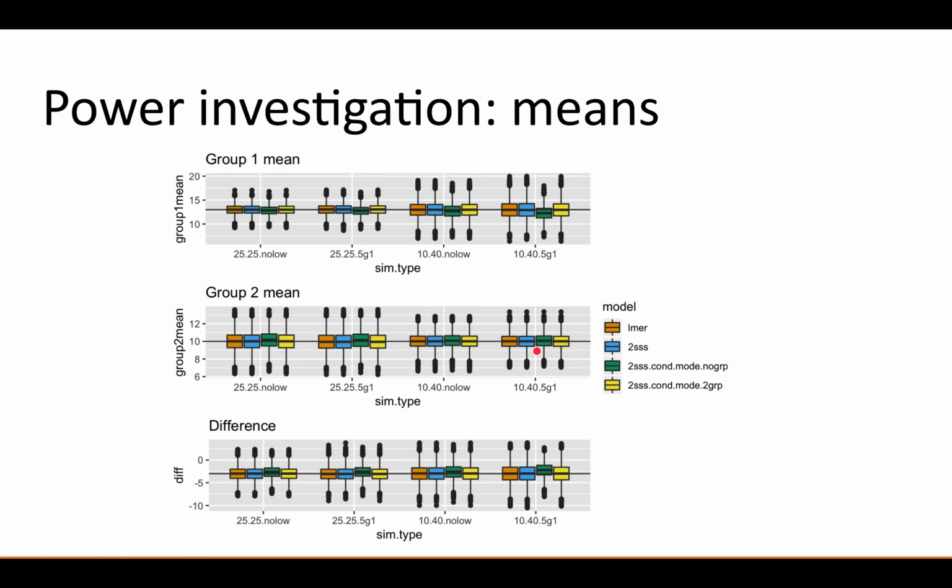Group 2 is generally okay-ish. Not too many problems you can see there, but in the differences, you can see the differences are biased for the pseudo two-stage summary statistics approach where group was not modeled. So things are not looking good there. The other ones still in the game are the mixed model and the two-stage summary statistics using OLS, but just these. This one we know doesn't work.